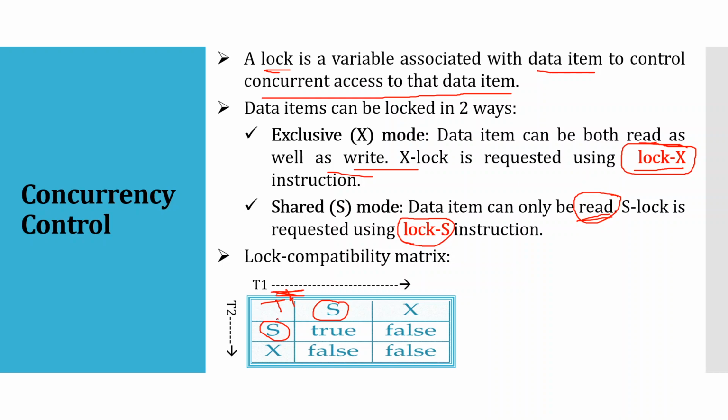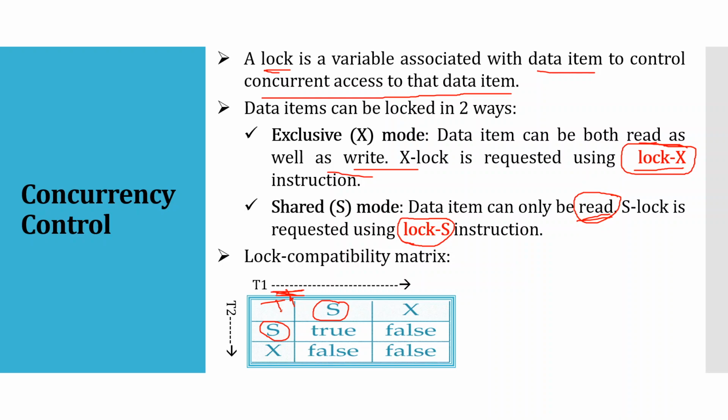But on the same data item, if one transaction has an X lock and the other transaction wants an S lock, then it won't be allowed. Again, if one transaction has an S lock and the other wants an X lock, again it won't be allowed, and if both transactions want an X lock, it won't be allowed. So this is the compatibility, that is how the permissions will be given.